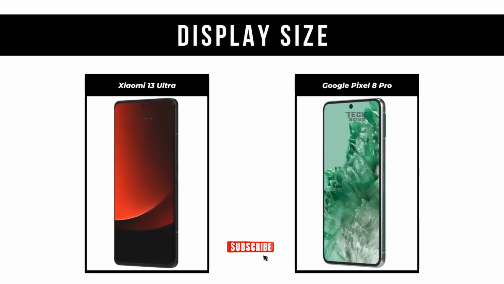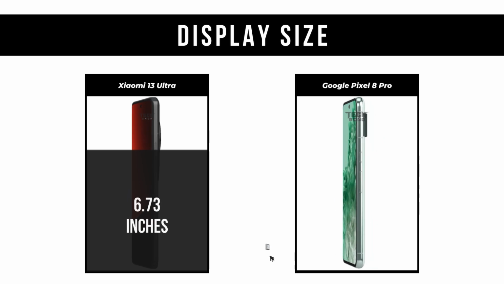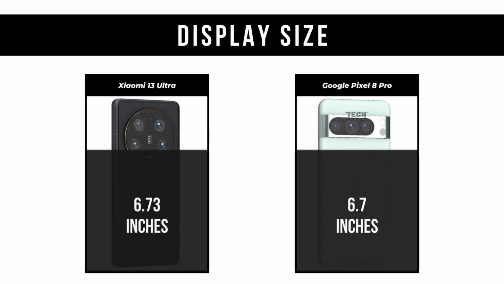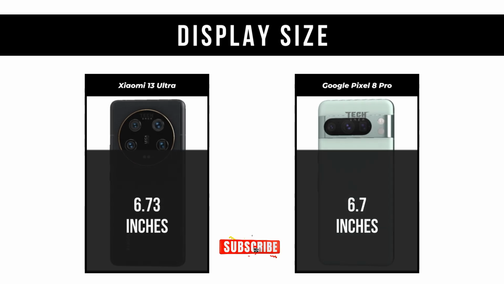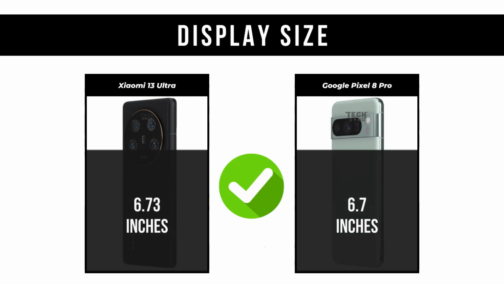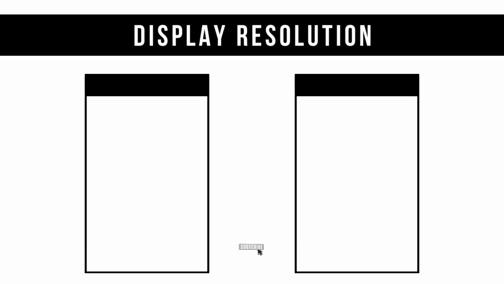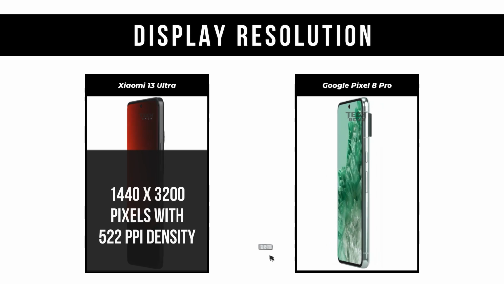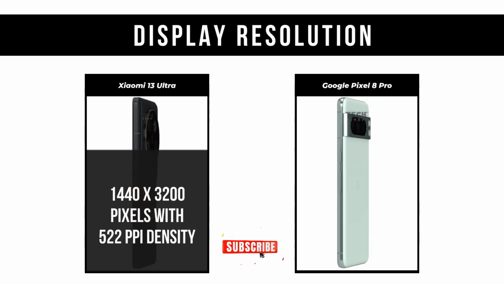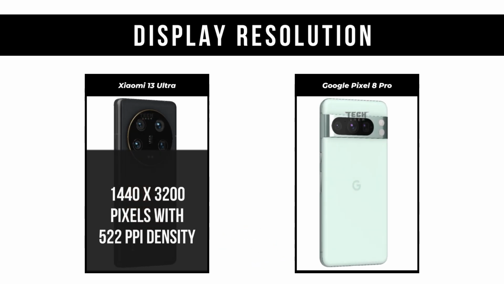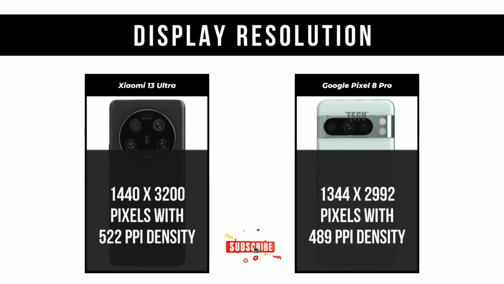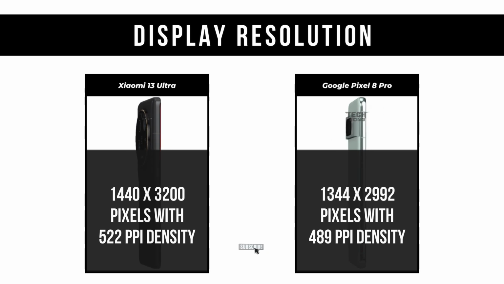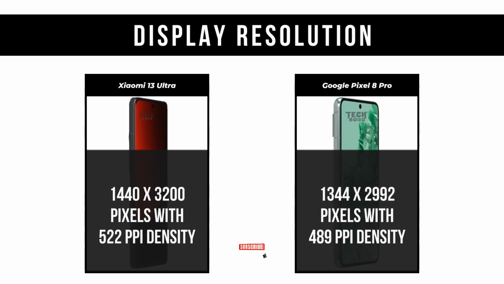Display size. Xiaomi 13 Ultra is 6.73 inches. Google Pixel 8 Pro is 6.7 inches. Display resolution. Xiaomi 13 Ultra is 1440 into 3200 pixels, with 522 ppi density. Google Pixel 8 Pro is 1344 into 2992 pixels, with 489 ppi density.